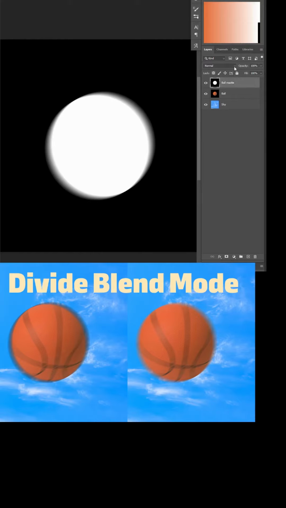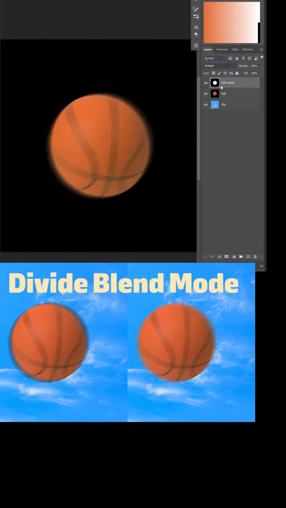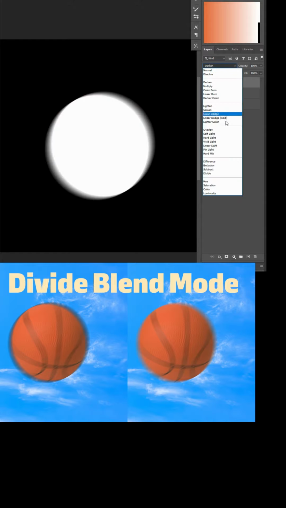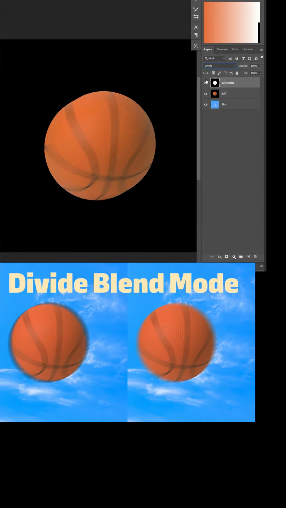Here's a mask that's motion blurred, and I'm going to multiply it by its own beauty pass. Notice how when you multiply it makes everything darker. What if instead of multiplying it, we divide it? Dividing does the opposite. It makes everything brighter. And because the alpha channel and the beauty pass are falling off at the exact same rate, they perfectly undo each other and normalize everything to 100%.